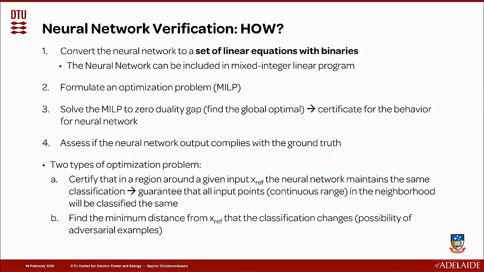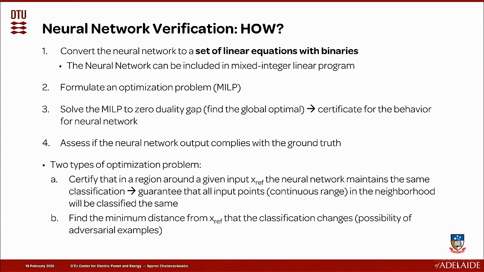So how do we do that? The first step is we convert the neural network to a set of linear equations with binaries, and I'm going to discuss how we do it. In that way, the neural network can be included in a mixed integer linear program. The next step is we formulate a mixed integer... I'm going to call that MILP, right? I hope everybody is fine with that. MILP stands for mixed integer linear program.